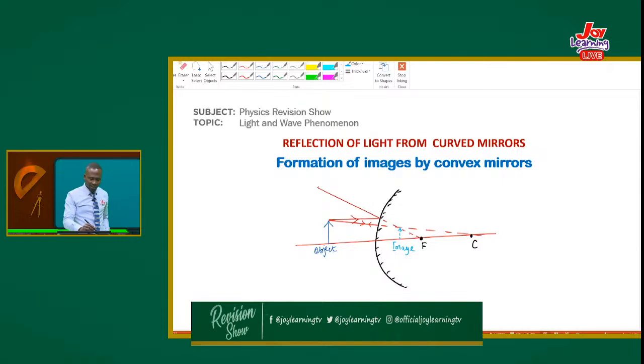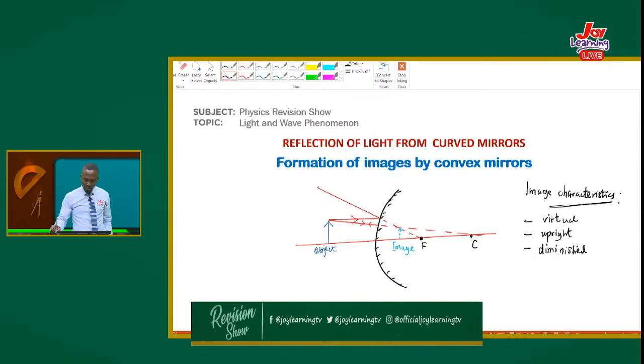So we can look at the image characteristics. The image is behind the mirror. Can you see that? So this image is a virtual image. This image is upright, it's standing upright, so it's erect. So you see upright or erect. Comparing the size of the object with the size of the image, the image is smaller than the object, and it is behind the mirror.